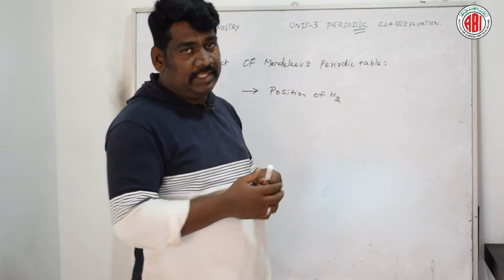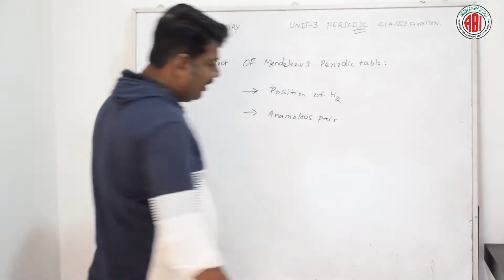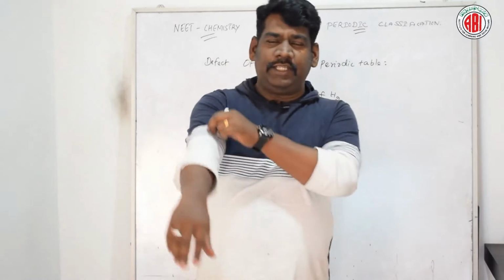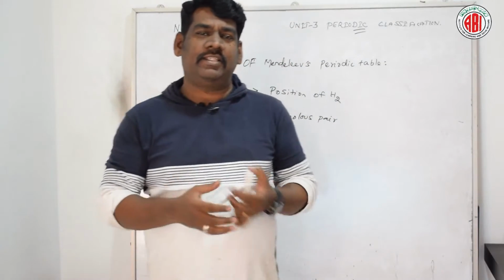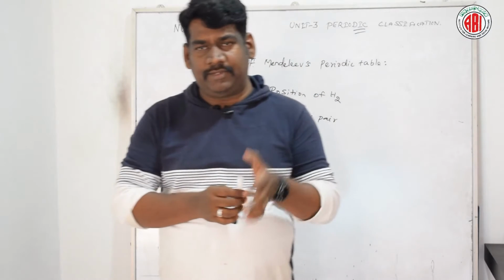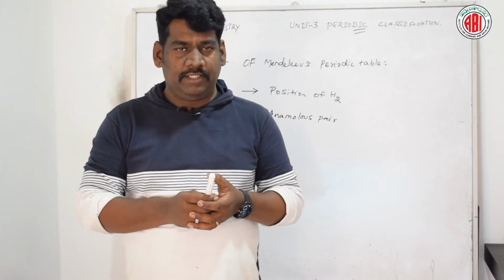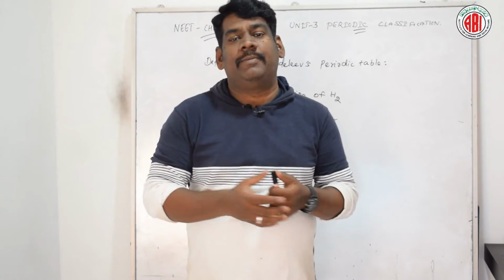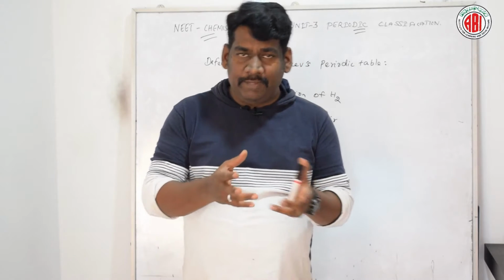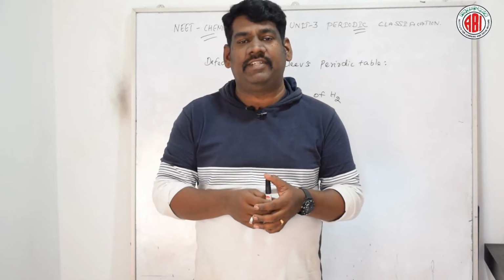And the next one is about anomalous pairs. What do we mean by anomalous pairs? There are certain pairs of elements where the increasing order of atomic mass was not obeyed in the Mendeleev periodic table. In these cases, Mendeleev placed such elements according to the similarities in their properties and not in increasing order of their atomic mass.